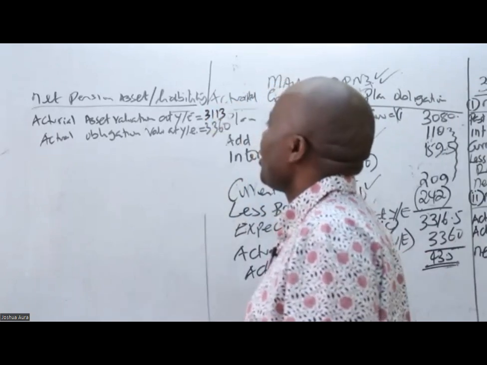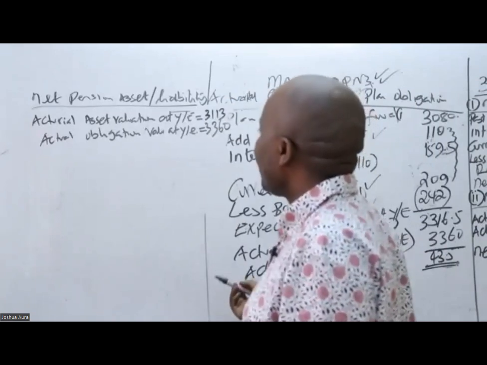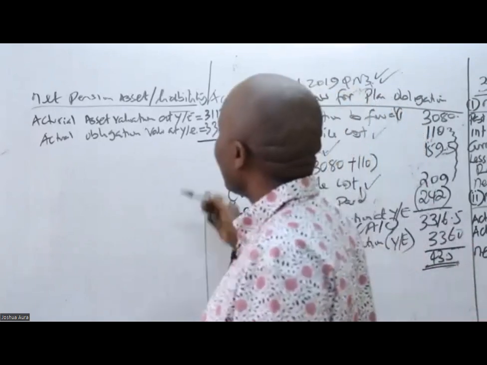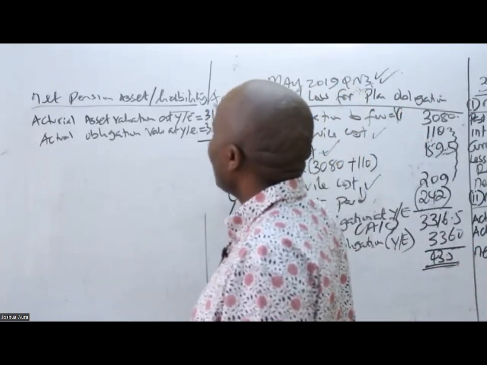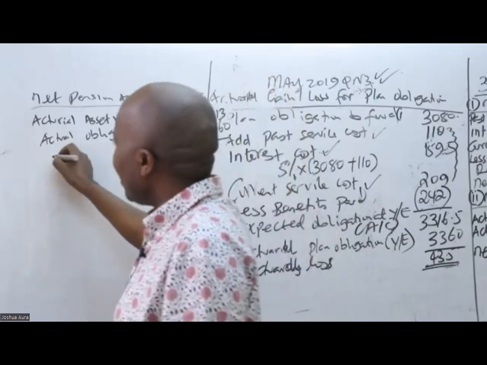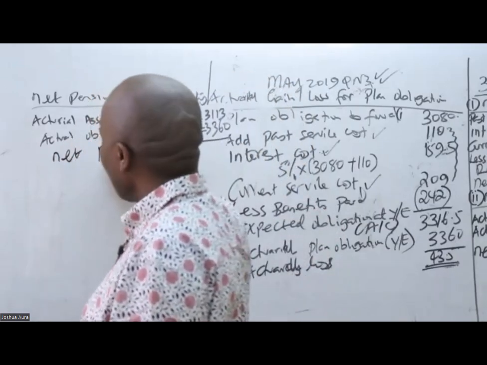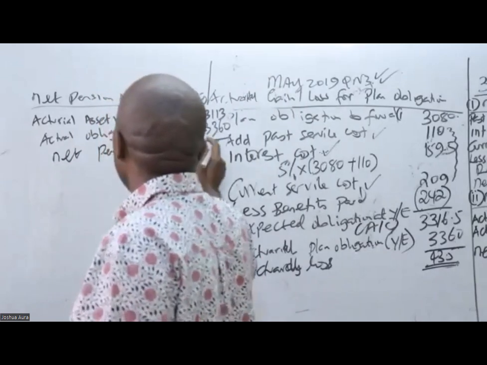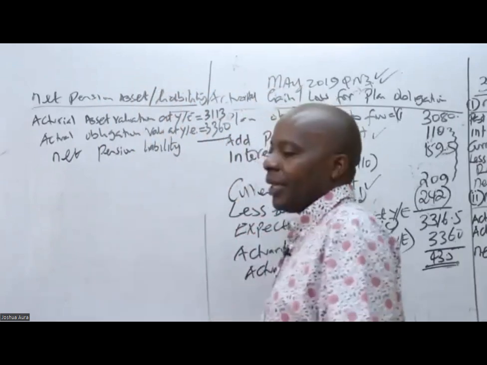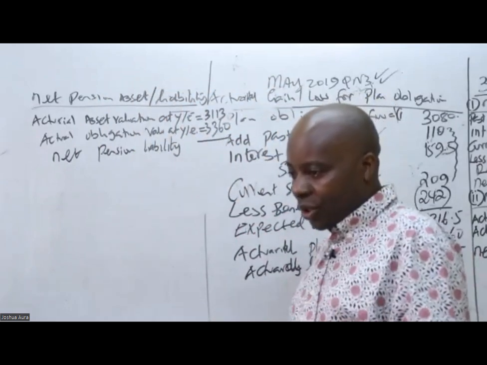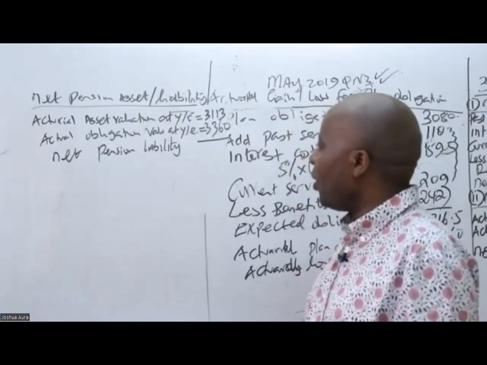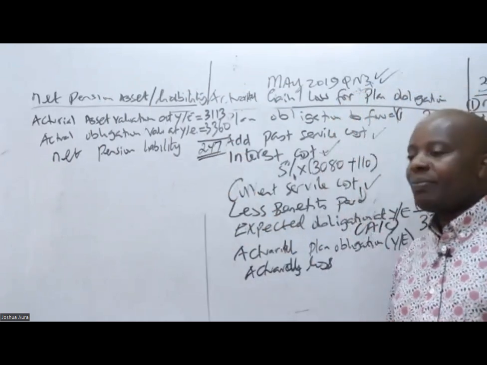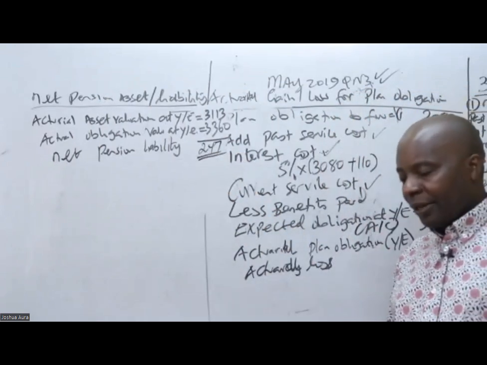Thank you very much. So then give me the net. I can see the obligation is more, so it will be a net pension liability. A net pension liability over how much when you subtract? 247, like that. It's a liability because the obligation is more. And now that marks the end of that session.